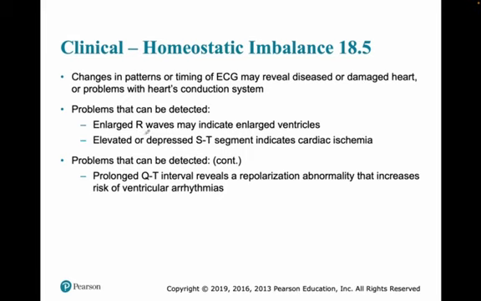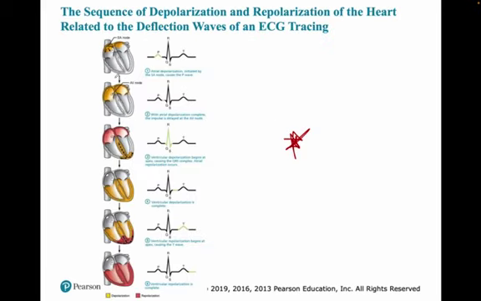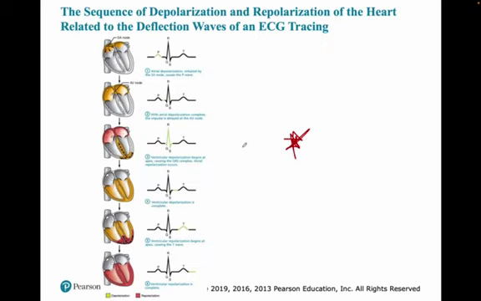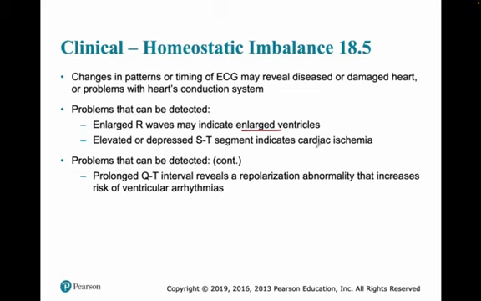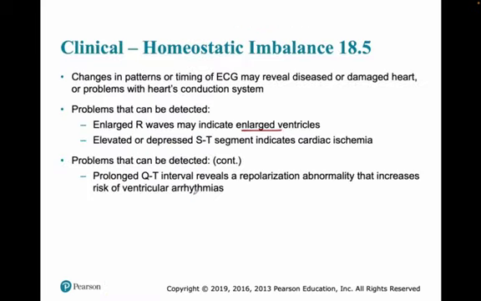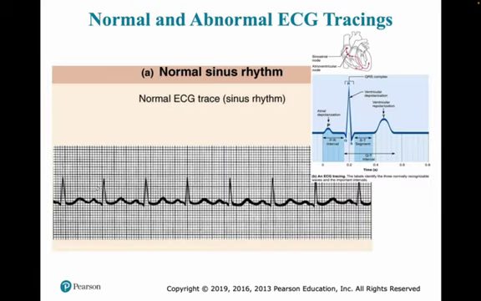For example, if we have a really enlarged R wave, suppose this is super big, that means the ventricle is depolarizing here, so it means that something is wrong with the ventricle, so enlarged ventricle. If you have a really big ST segment from here to here, what does this mean? Again, there is some form of ischemia, something is wrong in the ventricle. If we have a prolonged QT interval, QT means here to here, that means some form of ventricular arrhythmia.